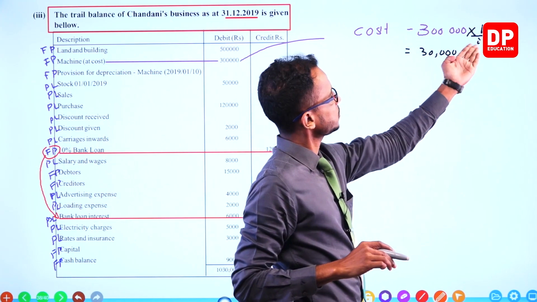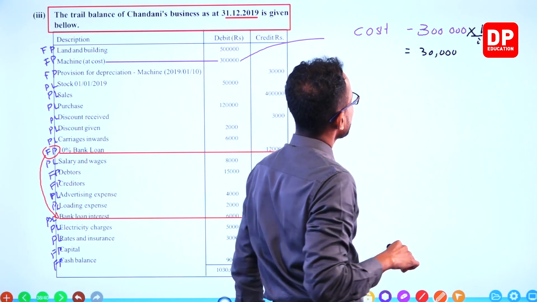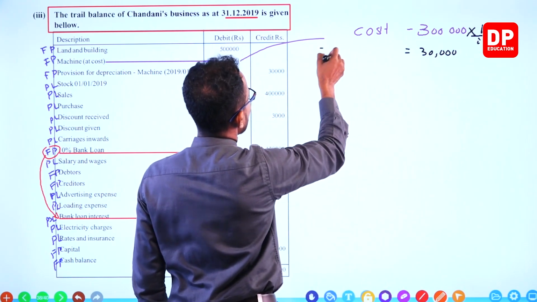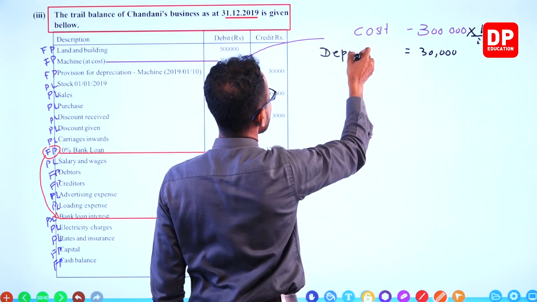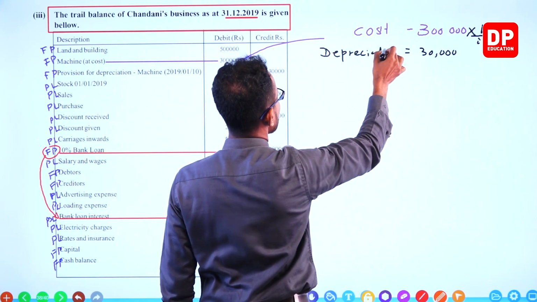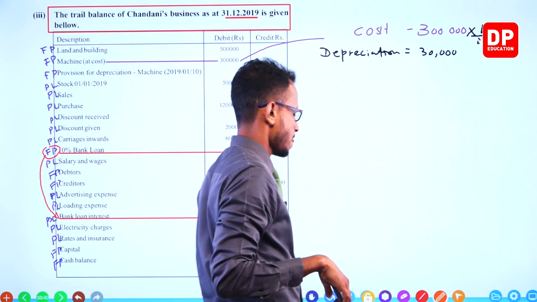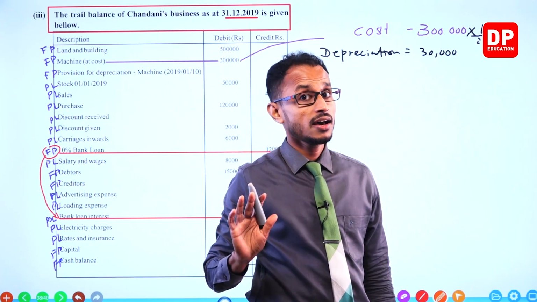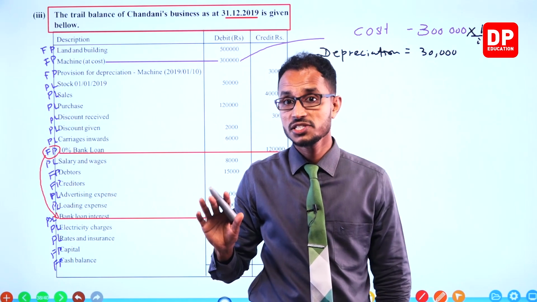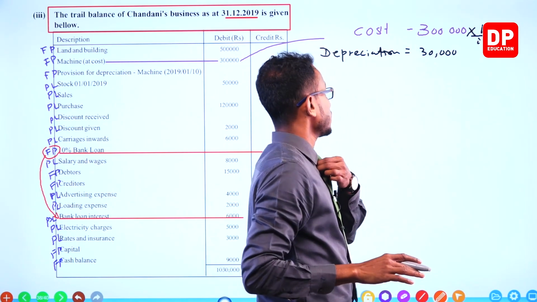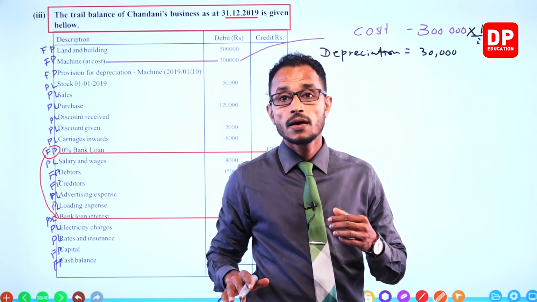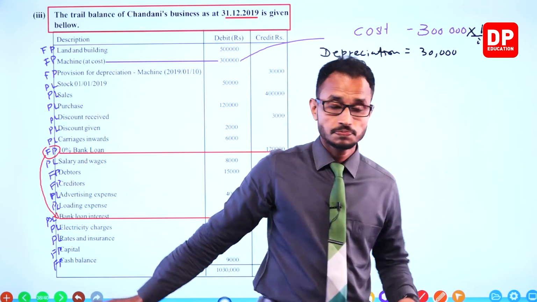10% of 300,000 is 30,000. This goes to the P&L because depreciation is an expense. Yeah, it's an expense, depreciation, right? So 30,000 should go to the P&L.